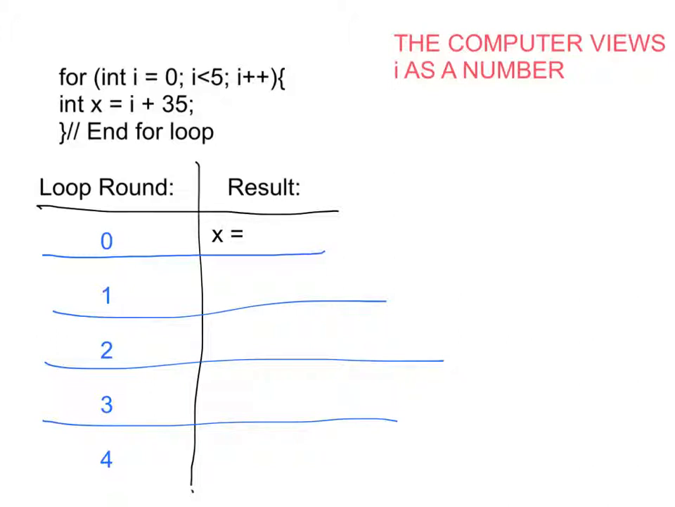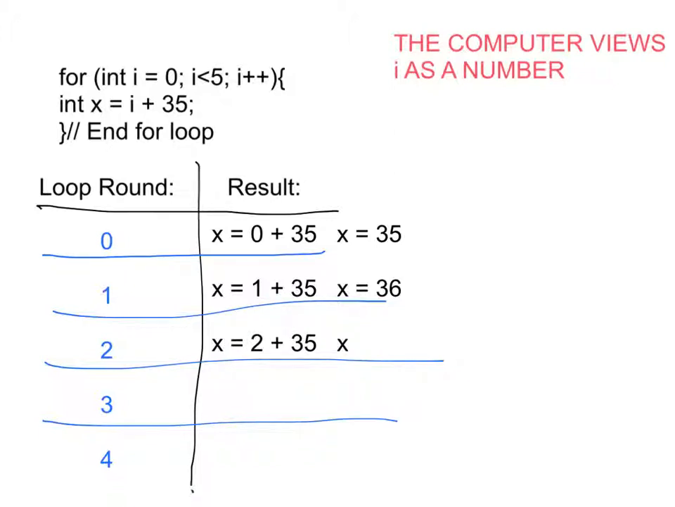X is going to be equal to what I is, so the loop round is I, 0 plus 35. So x equals 35. And the loop is just going to keep having x progress based off of the value of I. So in the next round, x equals 1 plus 35, meaning that x equals 36. And the next round, x equals 2 plus 35, so x equals 37.